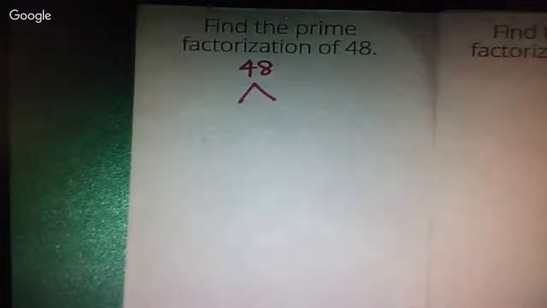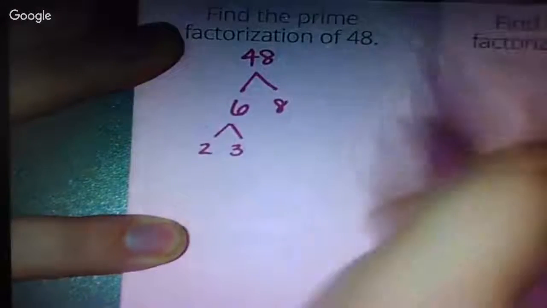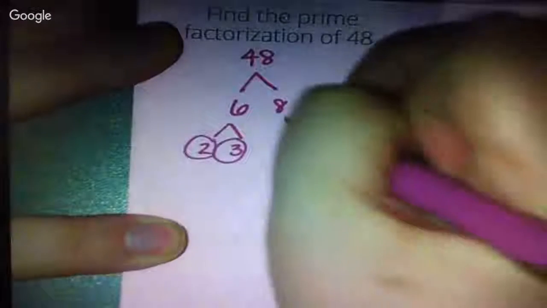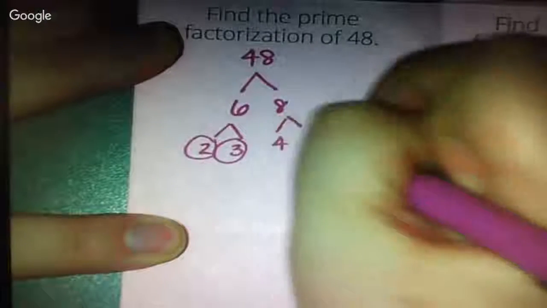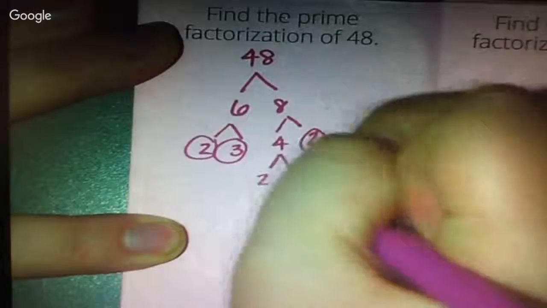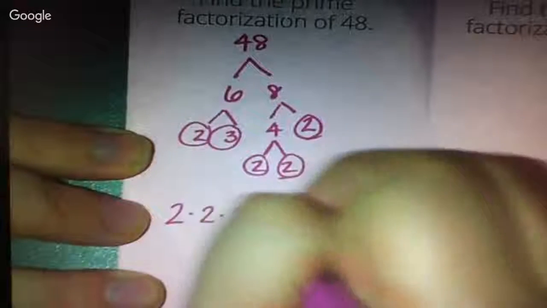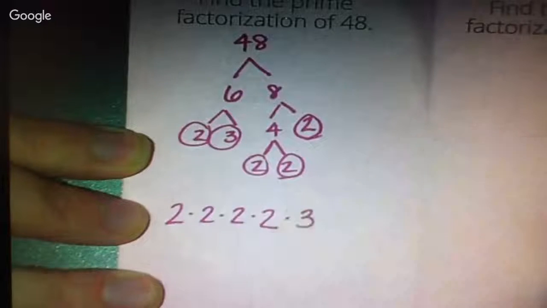Okay. What multiplies together to give me 48? 6 and 8. Is either one prime? No. 6 is 2 and 3. Are they prime? Yes. What about 8? 4 and 2. 2 is prime. 4 is 2 and 2. Prime, prime. So 2 times 2 times 2 times 2 times 3.